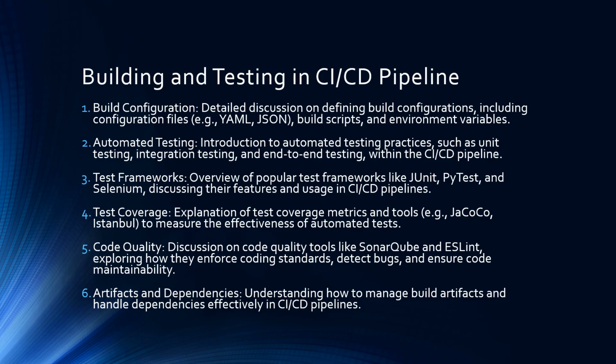Code quality tools add another layer of protection. SonarQube analyzes code for potential bugs, security vulnerabilities, and maintainability issues. ESLint ensures consistency in JavaScript code. Together, these tools help maintain code quality standards across large teams and complex codebases.